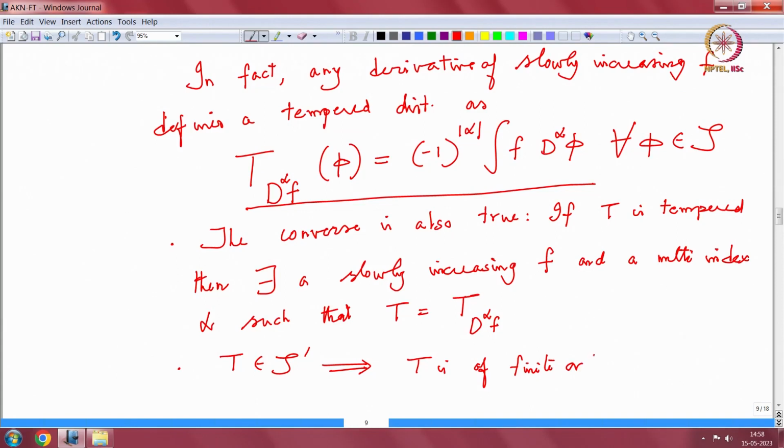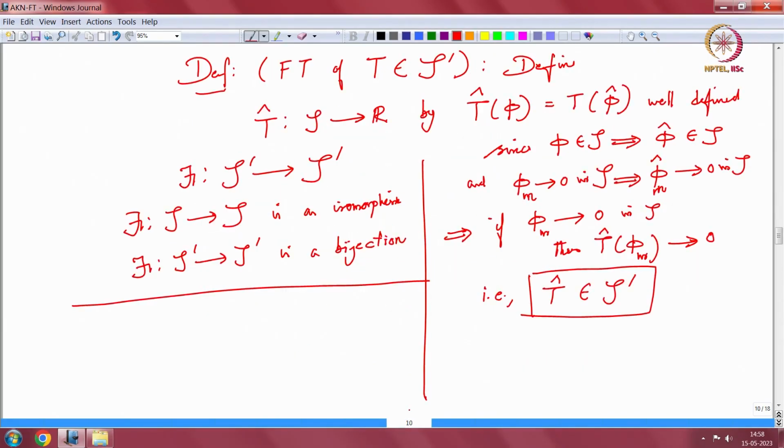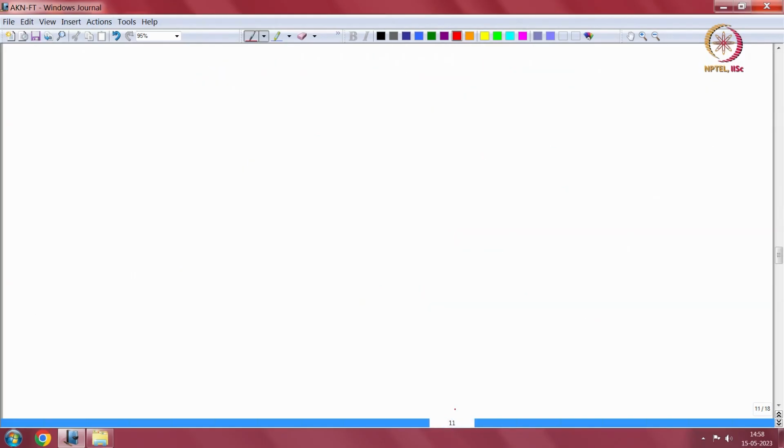Welcome back. So, we have defined the Fourier transform of tempered distributions in the last class, and we have also seen that the tempered distributions are of finite order. Also, T is in zeta prime. All right. So, we go to the next section.